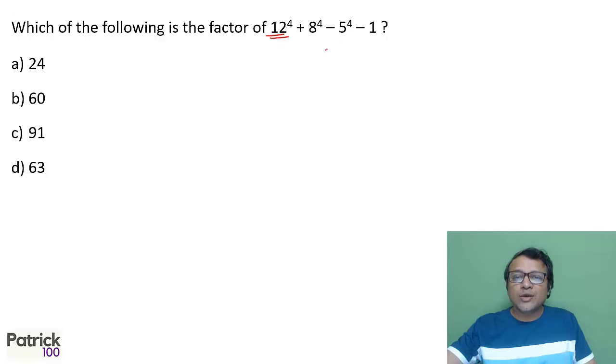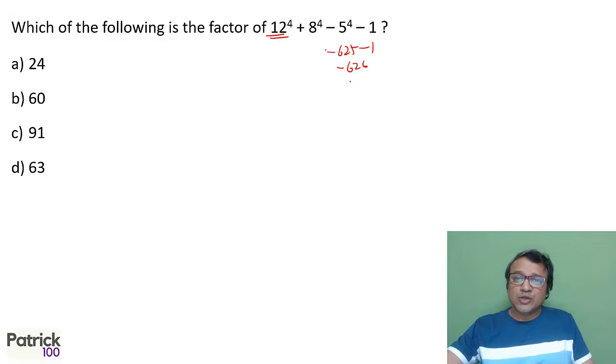5 raised to 4 is 5 square, square. 5 square is 25 and 25 square is 625. So minus 625 minus 1 will give you minus 626, and minus 8 raised to 4. You can check out the multiples of 3. Are they multiples of 3?